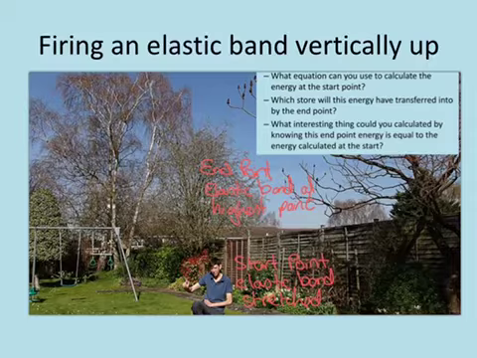Okay, hopefully you've realised at the beginning the energy was in as elastic potential energy, so we could use the elastic potential energy to get the initial energy. When the rubber band reaches its highest point, all of that energy will have transferred into gravitational potential energy, and therefore we know that gravitational potential energy here is going to be the same as elastic potential energy was at the beginning. And knowing that, the interesting thing that we could calculate is how high the elastic band would go.